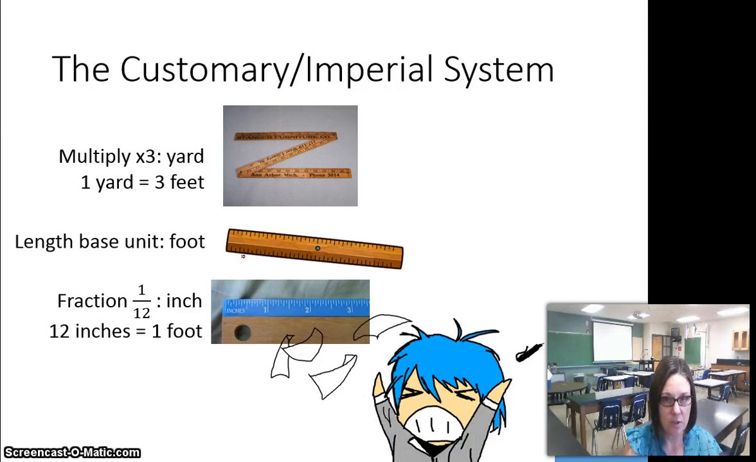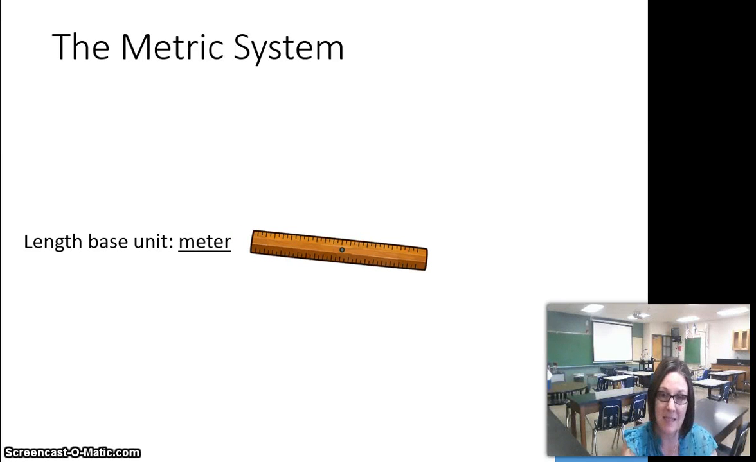That's a bit frustrating because not only are the numbers different, this is a 3 and this is a 12, so it's not even the same number going different directions, but it's got different vocabulary. Foot and inch, they're not even remotely similar to each other, and foot and yard, not similar. So we've got a lot of vocab and a lot of different numbers, and it makes this system really difficult to learn and use. The metric system was designed to be simpler.